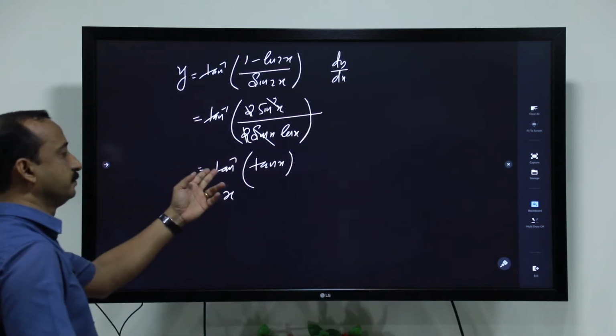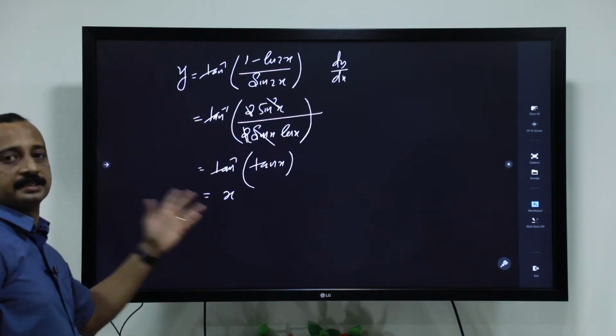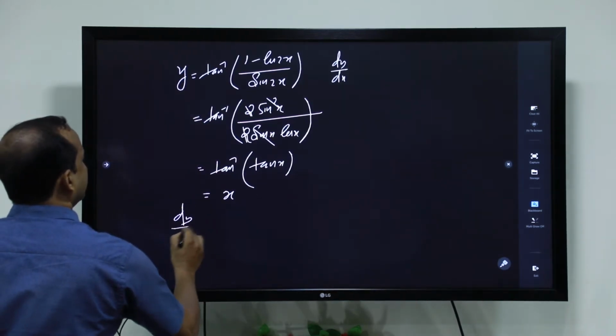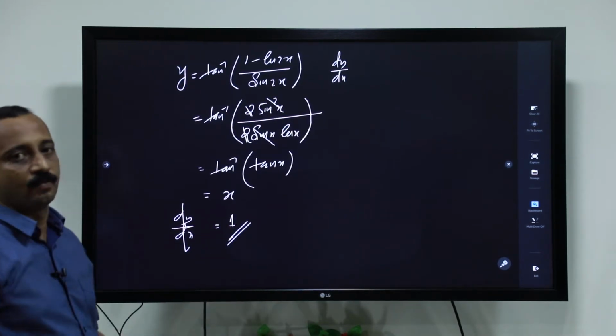Now composing this inverse function and the trigonometric function tan x, we get the answer x. Our simplified form is x and its derivative dy by dx is equal to the derivative of x, which is 1. That's all.